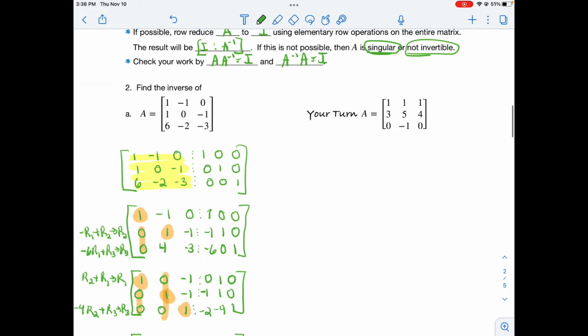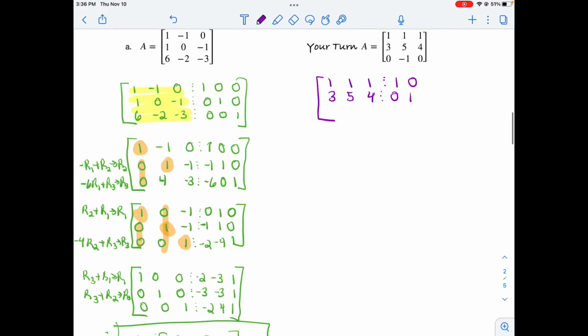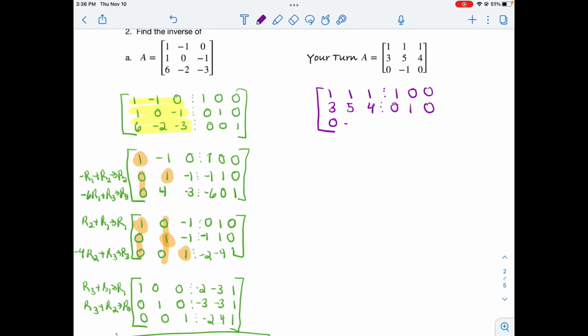I want you to try this one. Set it up by copying down the given matrix, and dot, dot, dot, you'll have the identity matrix on the other side. I already have a leading one in my first row, first column entry, so I'm going to get zeros in the rows below. Row 3 already has a 0, so the only thing I have to do is work with row 2 by taking -3 times row 1 and adding it to row 2.